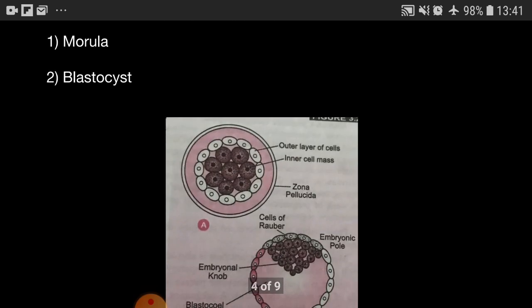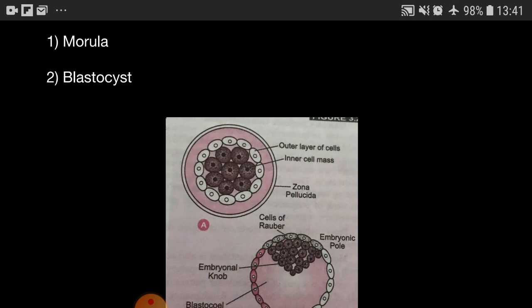Now about the morula and the blastula, that is the morula and the blastocyst. So what is morula now? The morula, as I told you earlier, is a mulberry-like structure. The morula consists of 16 to 32 cells, but it is not larger than the size of the zygote.